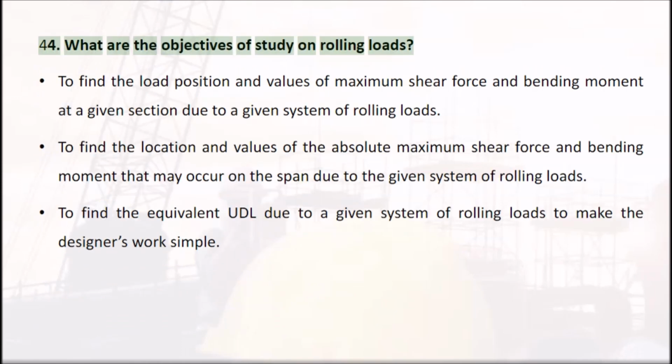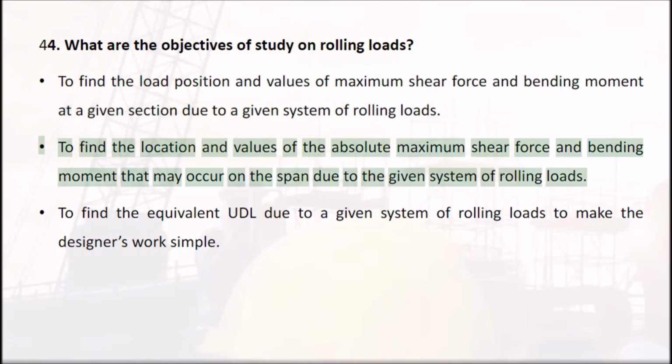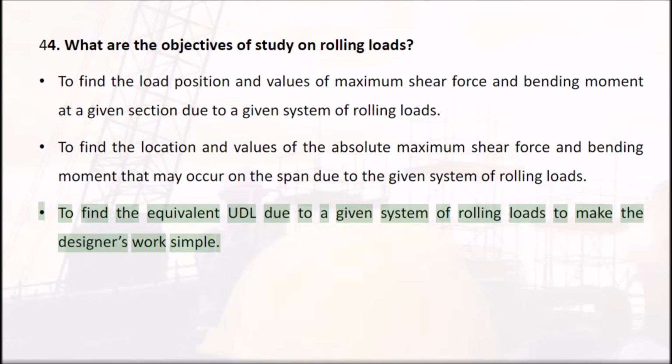What are the objectives of study on rolling loads? To find the load position and values of maximum shear force and bending moment at a given section due to a given system of rolling loads. To find the location and values of the absolute maximum shear force and bending moment that may occur on the span due to the given system of rolling loads. To find the equivalent UDL due to a given system of rolling loads to make the designer's work simple.